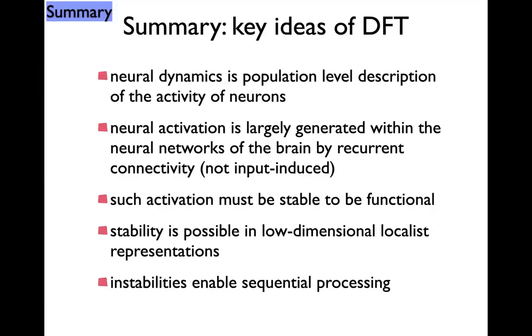Good. So this is the summary of the summary. So the key idea of DFT, what is the key idea? So the neurodynamics at the population level are about, that we capture those by these equations, the neurodynamic equations, population level description, and that these patterns are generated largely by recurrent connectivity, not by input.